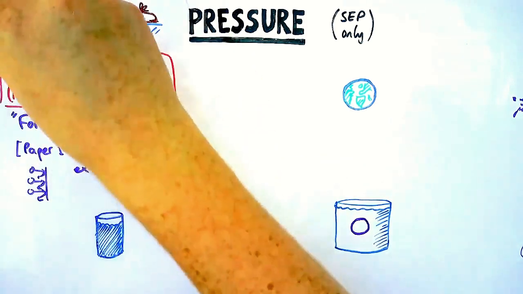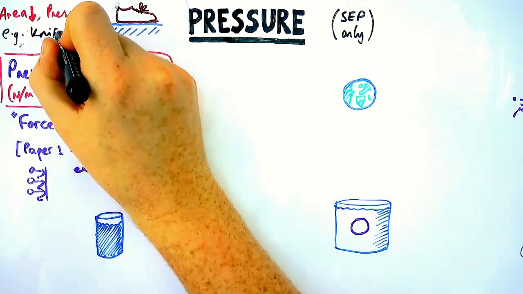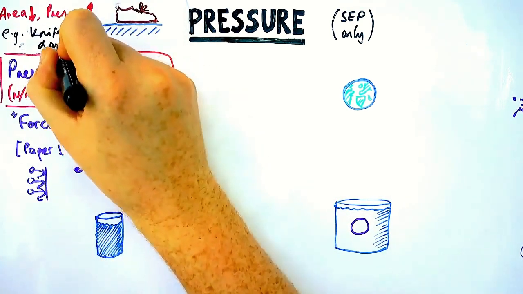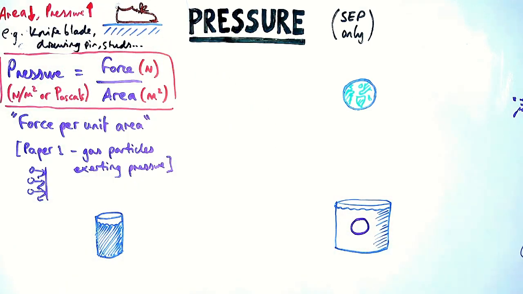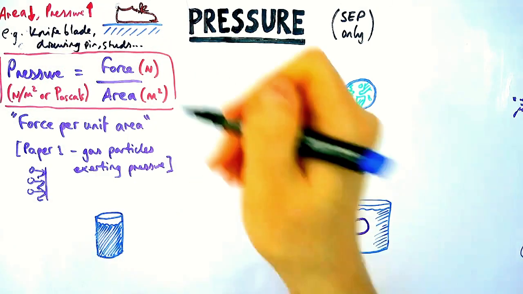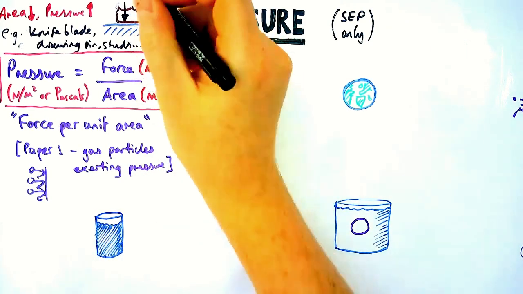Let's look at the opposite. What if I were to have a lower area? Well, in that case, the pressure would increase. That's useful in situations where you want to go through a surface, like, for example, the blade of a knife, or drawing pins, or football studs. Whatever you're designing to go through a surface, having a lower area makes the pressure increase.